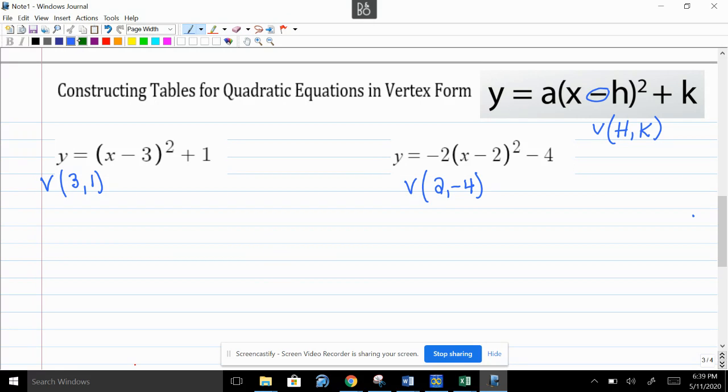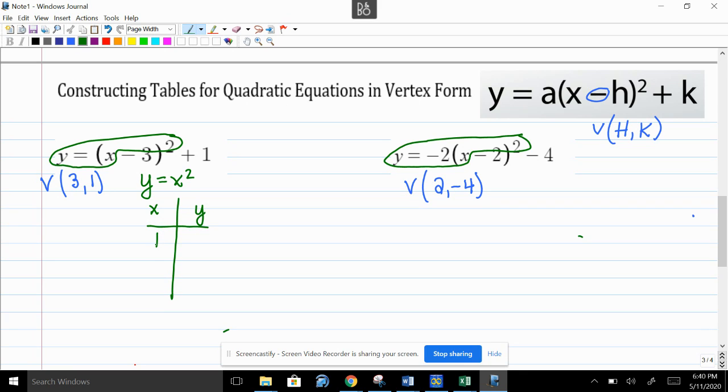Next step here is to look at our parent equations. So my parent equation over here for the first problem is y is equal to x squared. Okay, so I got y is equal to x squared. Over here, I got y is equal to -2x squared. I have a number in the a position, so it's going to be a little bit different over here. Okay, I make myself a table of values.